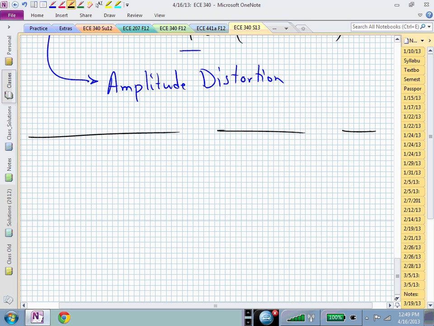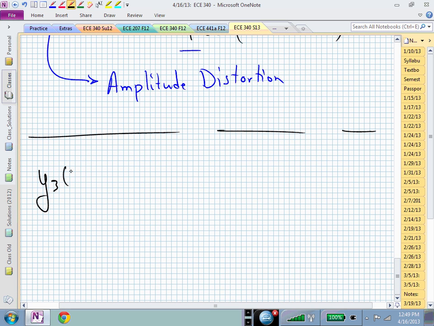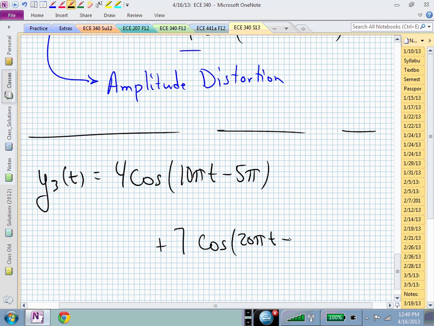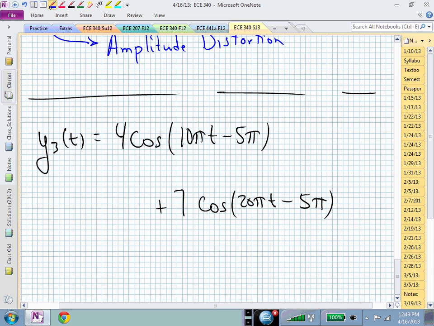One more, since this is so fun. y sub 3 of t. Let's say that you now have 4 cosine of 10 pi t minus 5 pi plus 7 cosine 20 pi t minus 5 pi. Well, if you believe that the last one had amplitude distortion, we haven't changed anything in the amplitudes between y sub 2 and y sub 3. y sub 3 is also going to give us amplitude distortion.